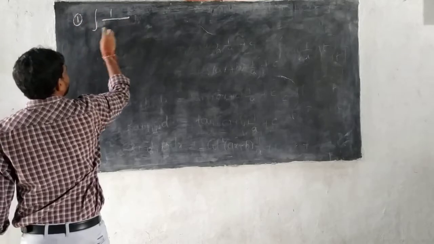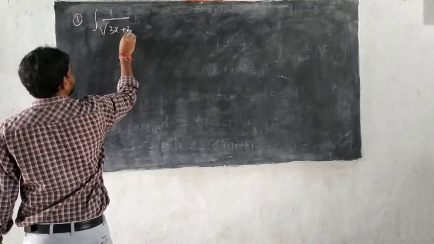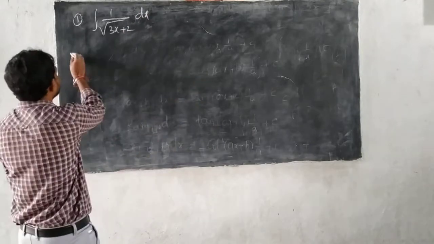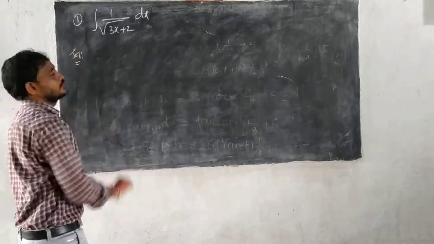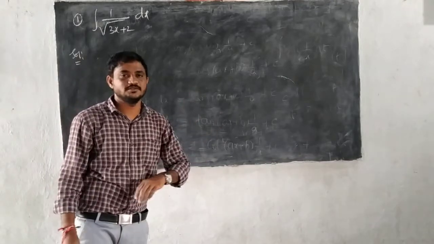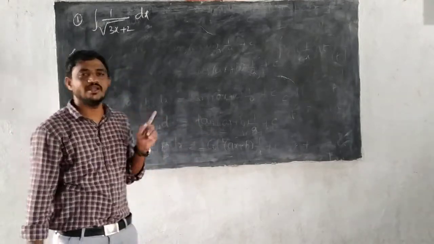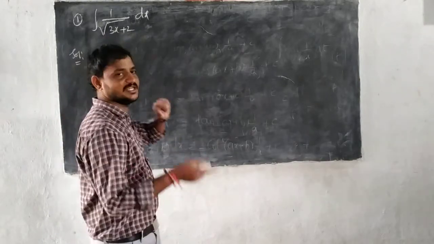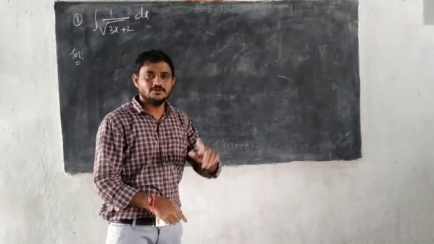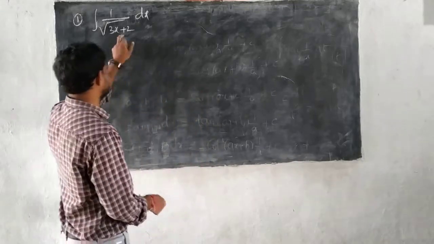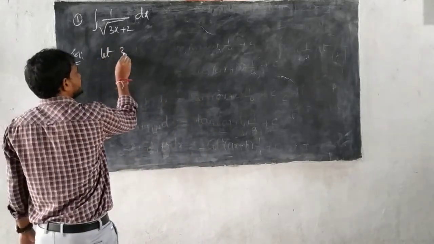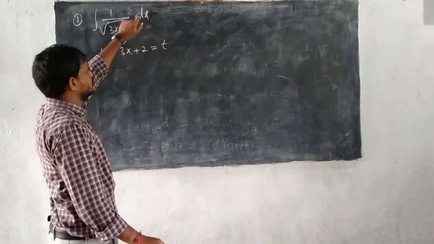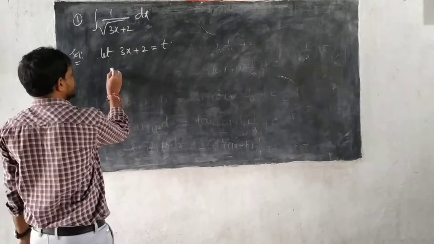Integration of 1 by under root of 3x plus 2 into dx. It is not in standard form. Here we have 3x plus 2, that is ax plus b form. So we have to consider it as t first. Let 3x plus 2 equals t. Then we have dx here. So to find dx, differentiate on both sides.